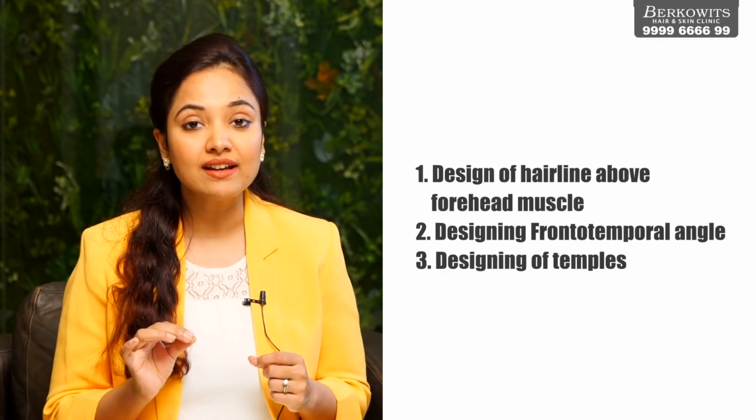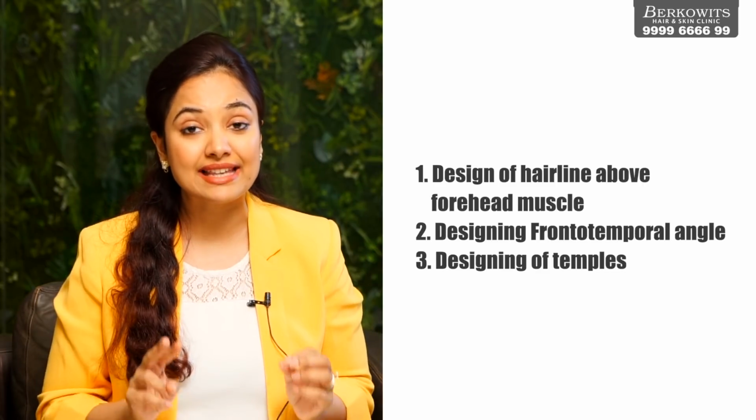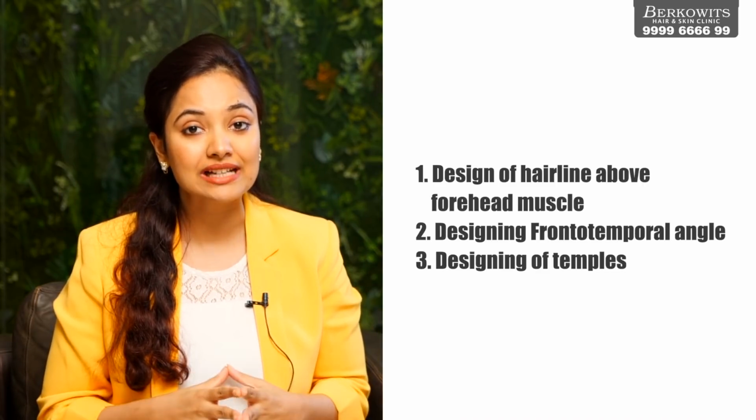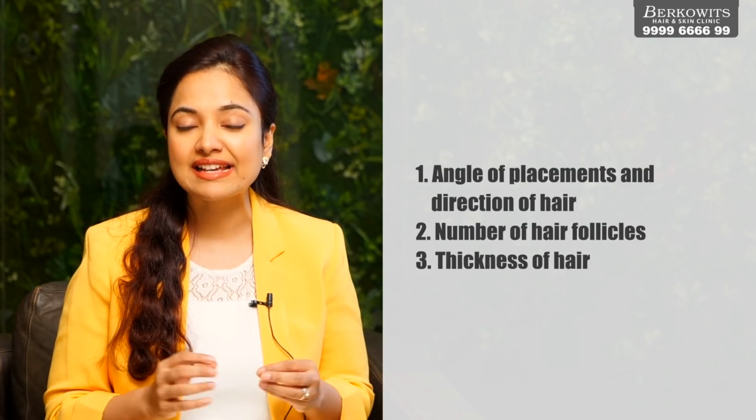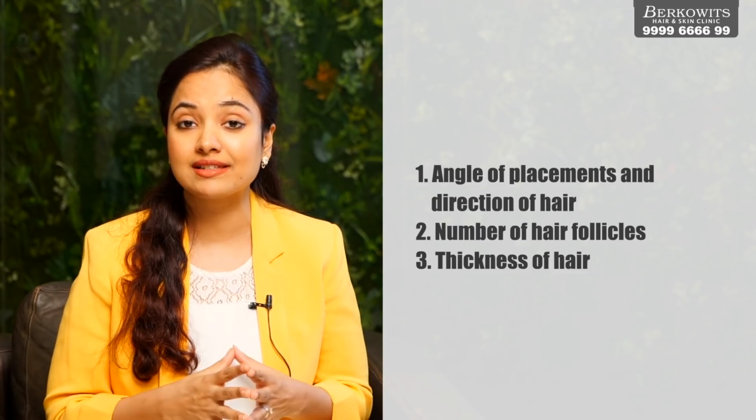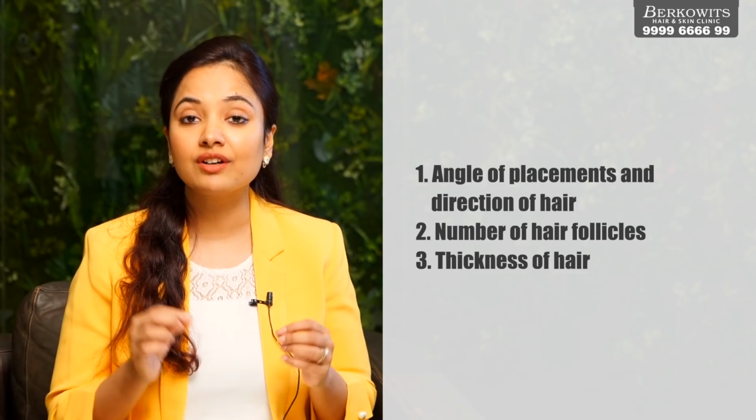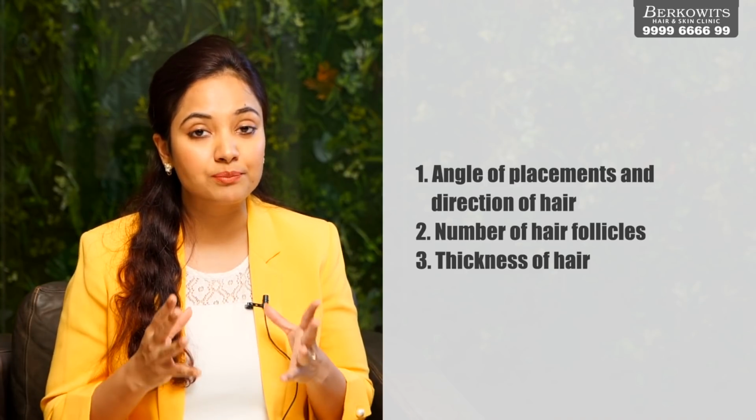First is designing the hairline above the forehead muscle or the frontalis muscle. Second is designing the frontotemporal angles. And third is designing of the temples. Other than the three major aspects, there are various other crucial aspects which also determine the precision of a hairline. First is the angle of the placement of a hair follicle, the number of hair follicles that we implant, the direction of your hair, and also the thickness of the strand of the hair that we implant in specific areas.